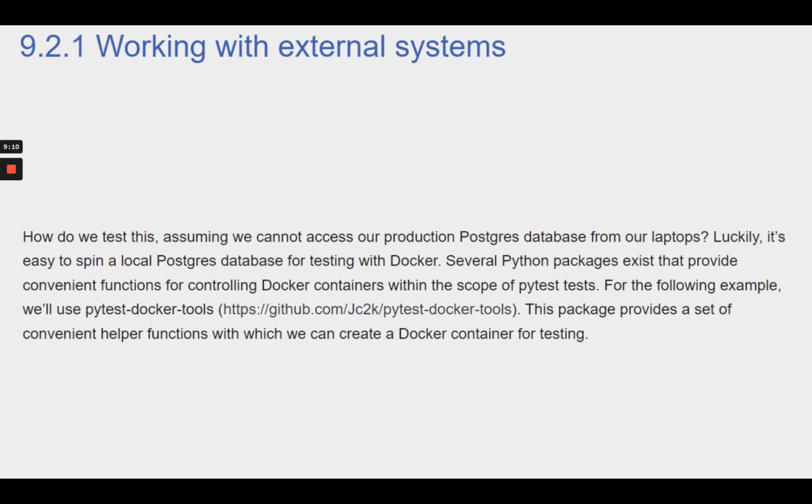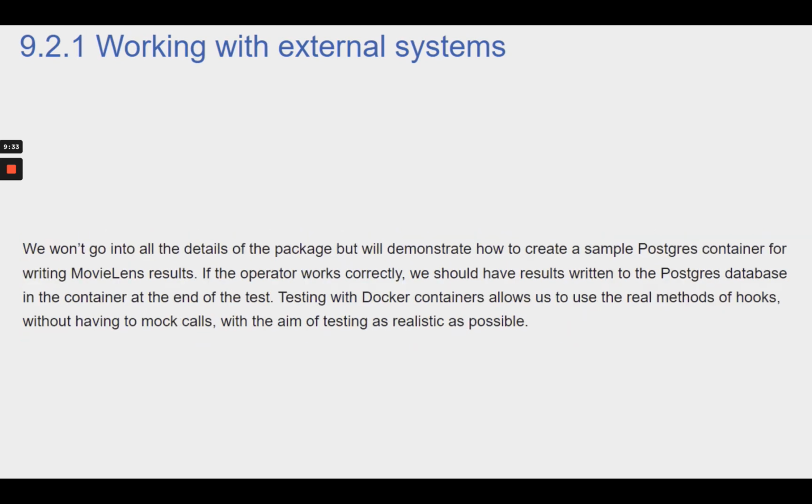Luckily, it's easy to spin up a local Postgres database for testing with Docker. Several Python packages exist that provide convenient functions for controlling Docker containers within the scope of PyTest tests. For the following example, we'll use pytest-docker-tools. See this link. This package provides a set of convenient helper functions with which we can create a Docker container for testing. We won't go into all the details of the package, but we'll demonstrate how to create a sample Postgres container for writing MovieLens results.